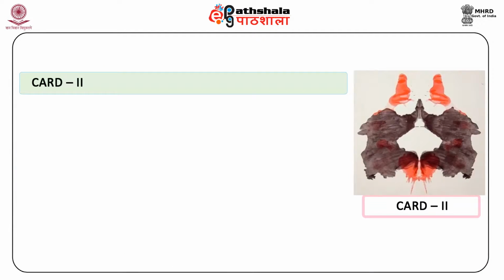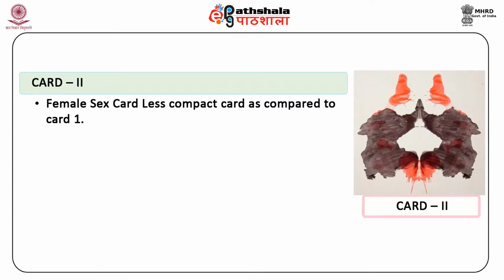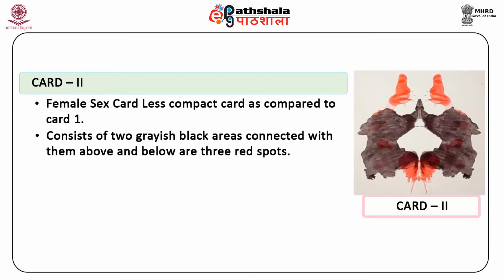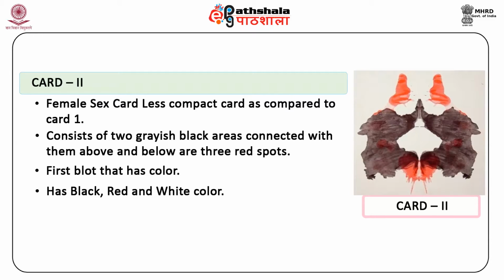Card 2. Female sex card, less compact card as compared to card 1. Consists of 2 grayish-black areas. Connected with them above and below are 3 red spots. First blot that has color. Has black, red, and white color. Human and animal figures are seen.